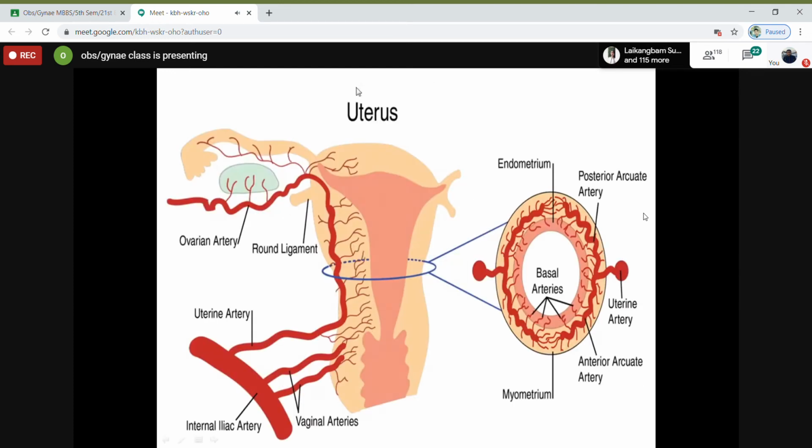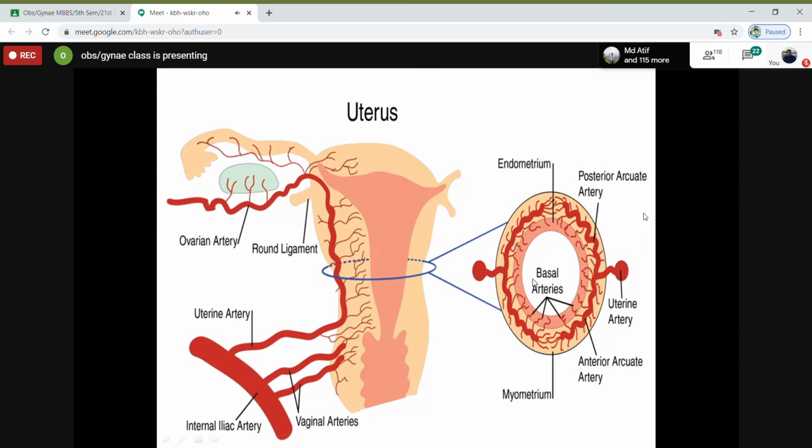See here, that is the uterine artery. It goes upwards here, and this is the level of the internal os. So it is entering the uterus from here. That is the internal os, and that is the uterus here. You can see, now this is shown in a cut section.